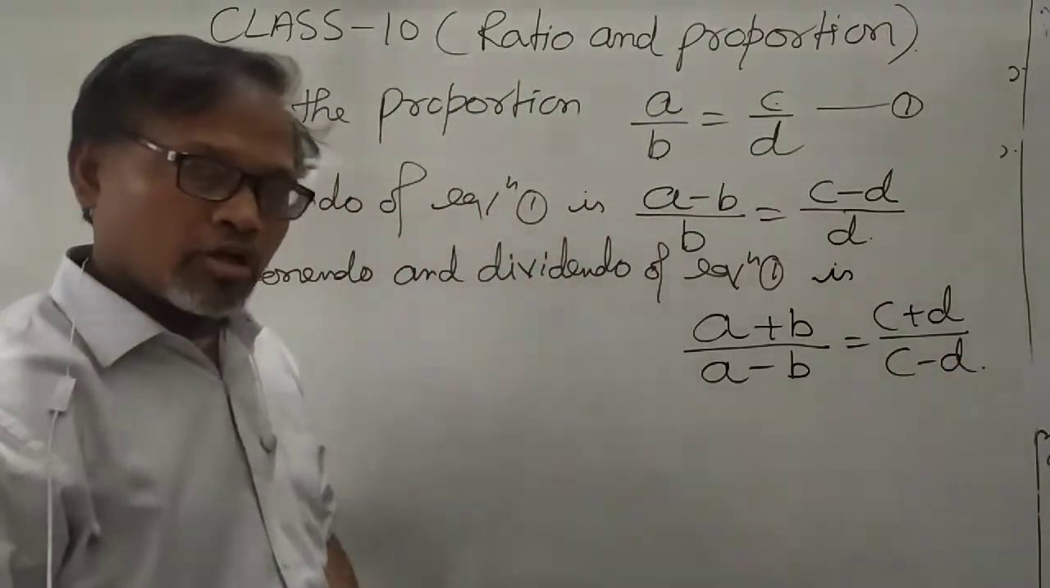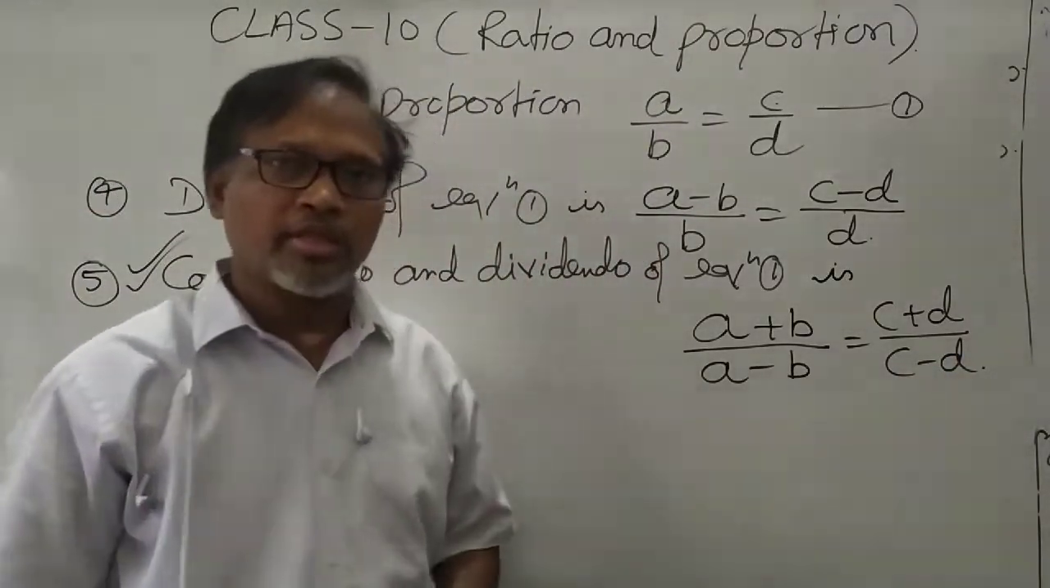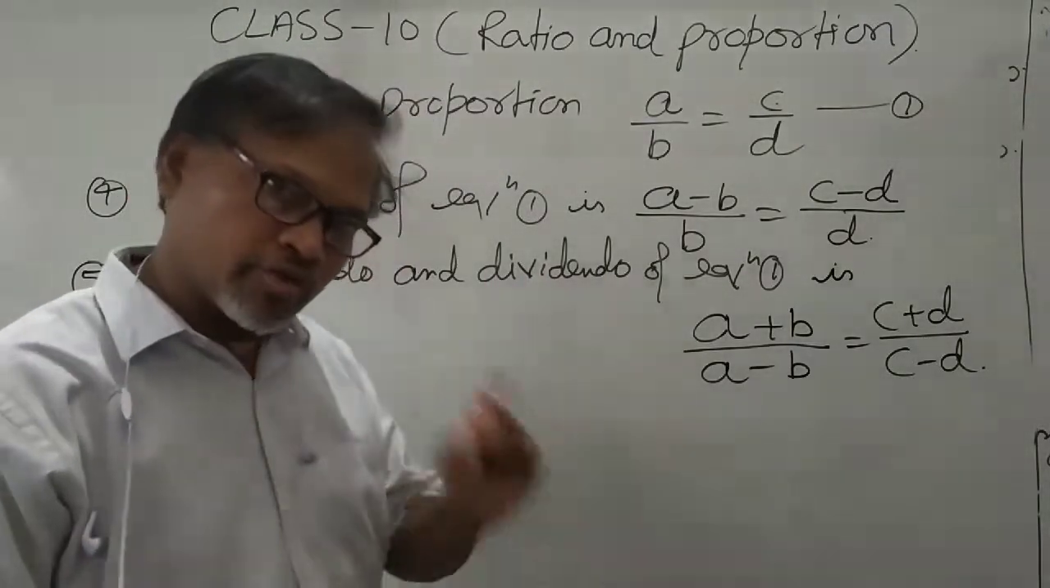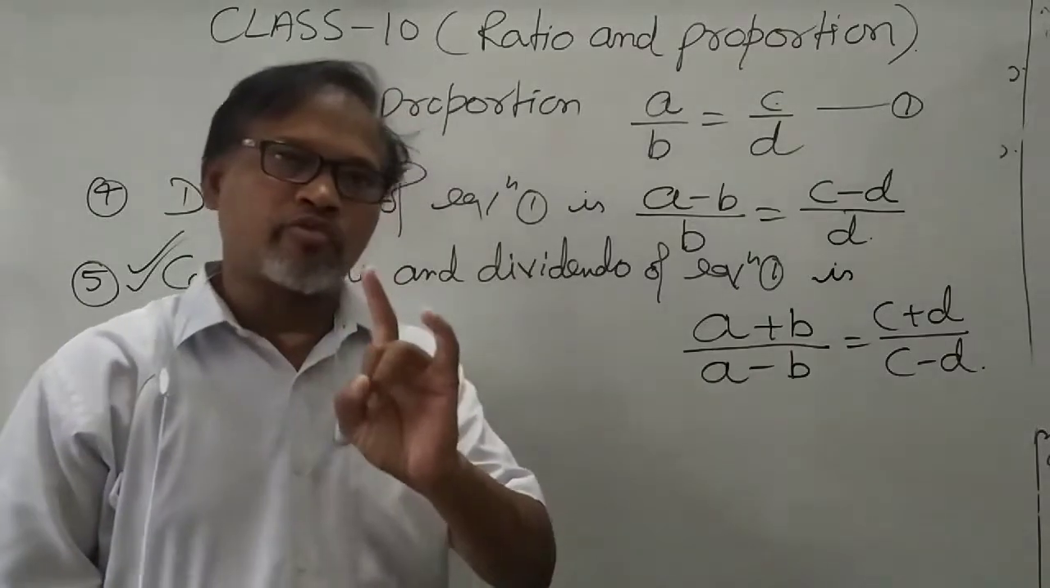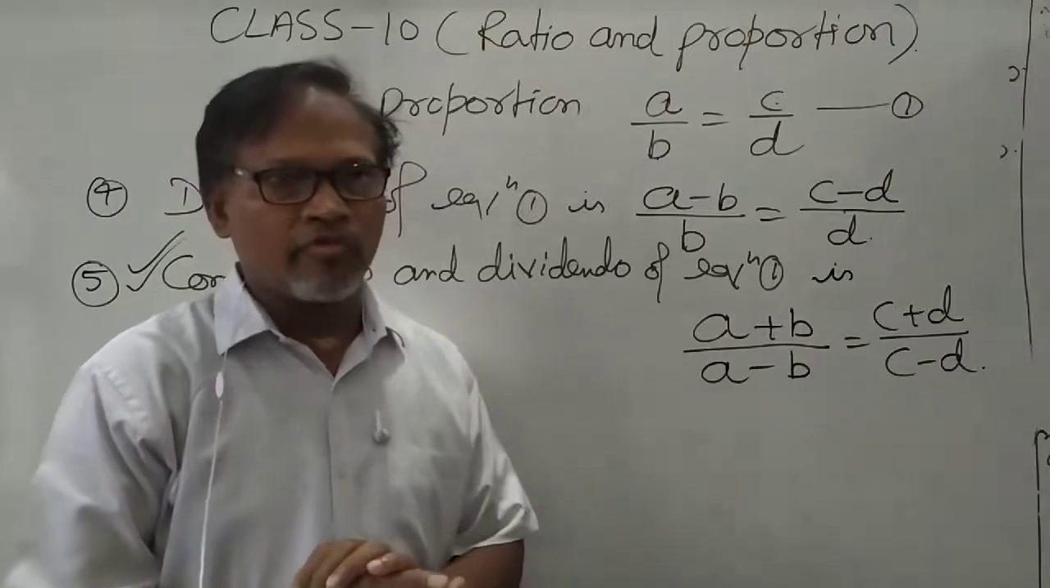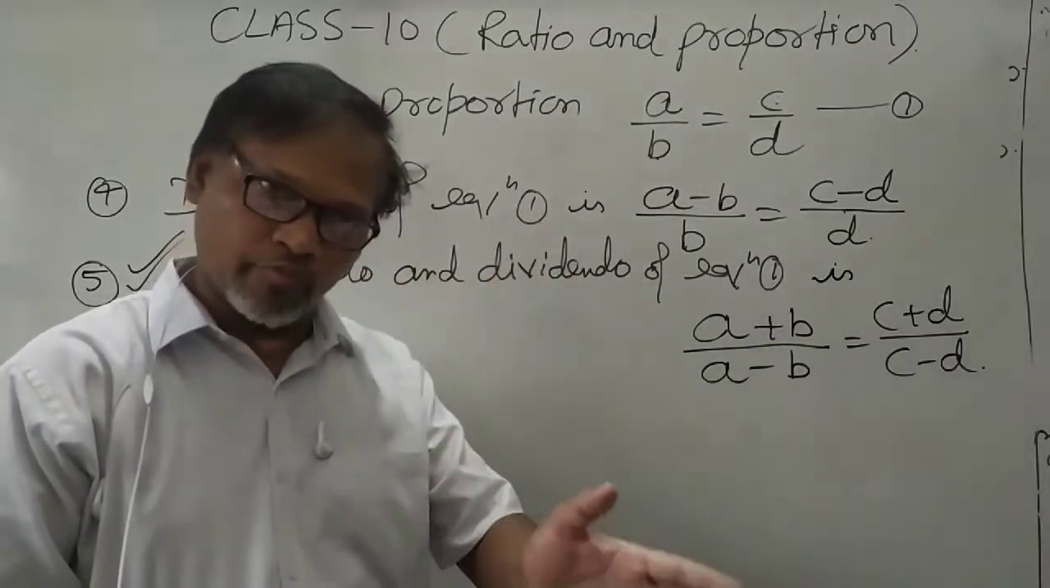Always apply these properties on both sides of the equation. Don't apply on one side only. And you have to apply when you have numerator and denominator both. If you don't have the denominator, take it as 1.